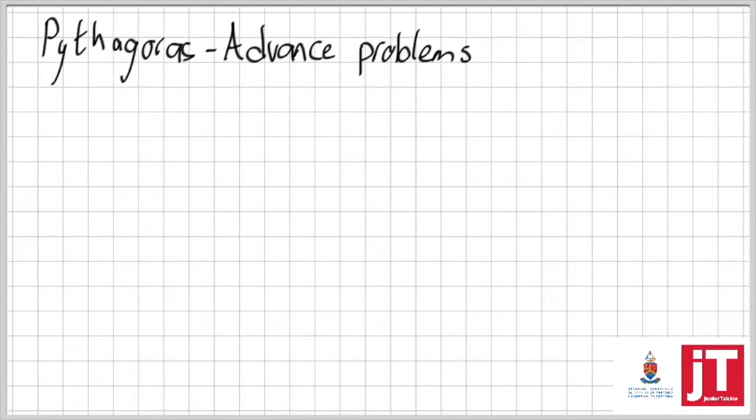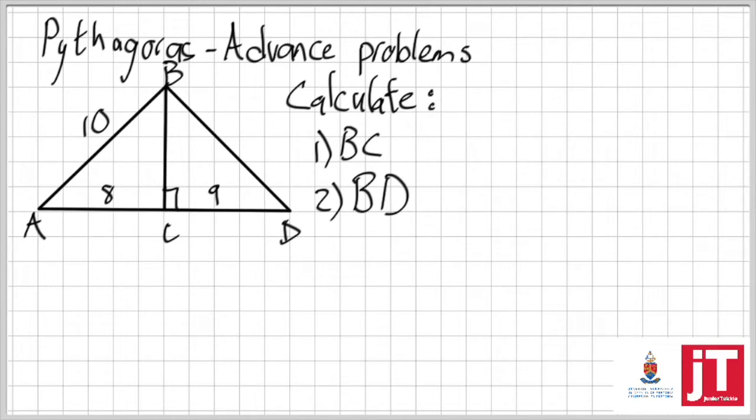Today we are specifically going to have a look at the Theorem of Pythagoras, but advanced problems. In other words, when the questions that are asked are not always straightforward. For this, we are going to look at what we call composite triangles. Now, I will help you with that after the first one. So let's start by looking at the first question.